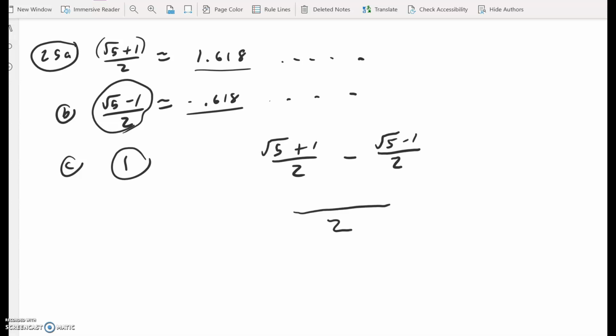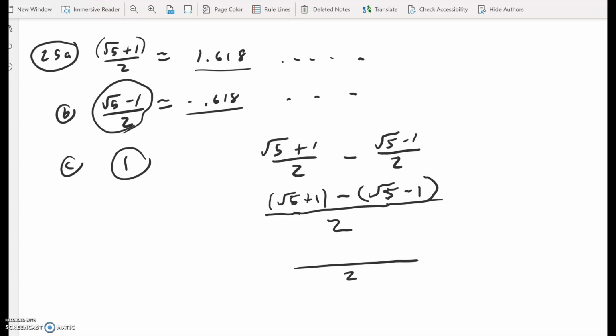We supposedly have the skills to do this. We have a common denominator of 2. We can use it. And in the numerator, we have the square root of 5 plus 1 minus the square root of 5 minus 1. And notice, that's a little bit tricky. I think I need a new pen.